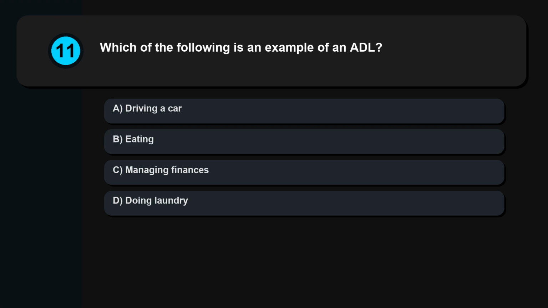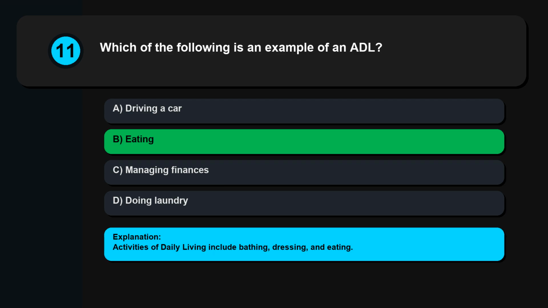Question 11. Which of the following is an example of an ADL? Driving a car, eating, managing finances, doing laundry. Activities of daily living include bathing, dressing, and eating.